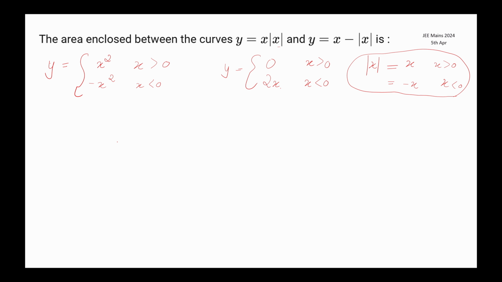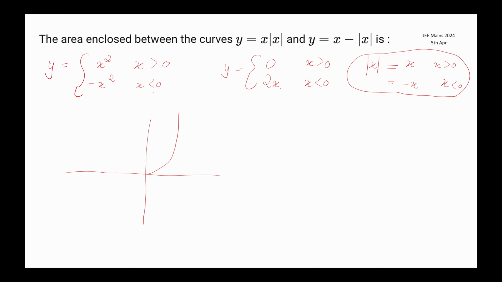Now let us draw the diagram based on these values of y that we've gotten. So how can we draw the diagram? Let us first do it for x greater than 0. For x greater than 0, we know that for the first curve we have y equals x square. So our curve would be somewhat like this. And the other one is our x-axis, so it doesn't matter much.